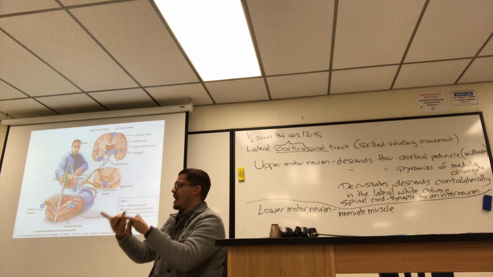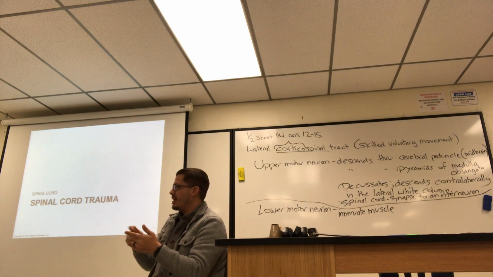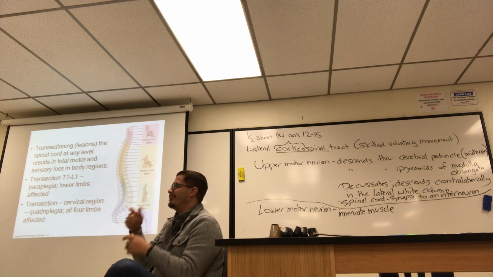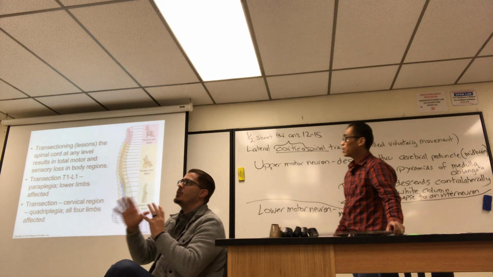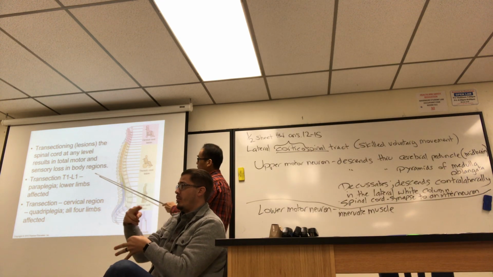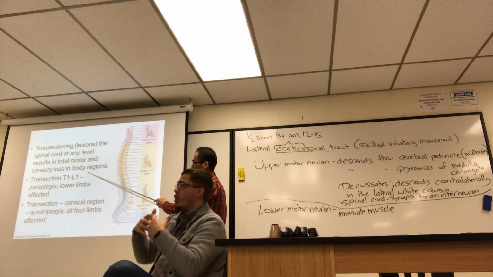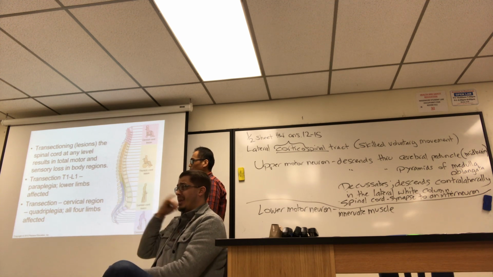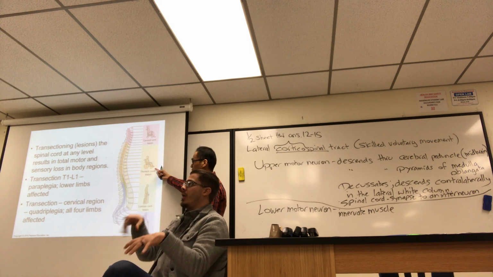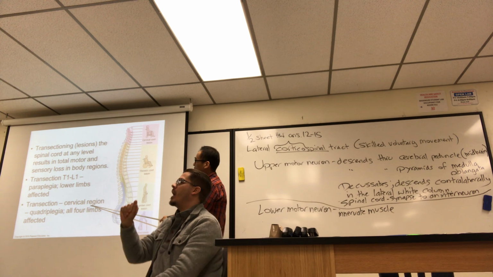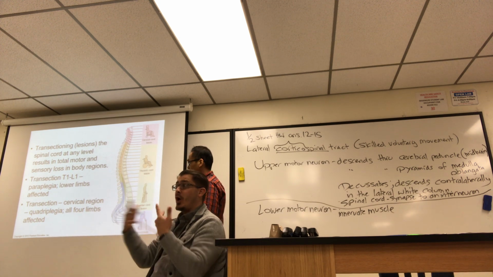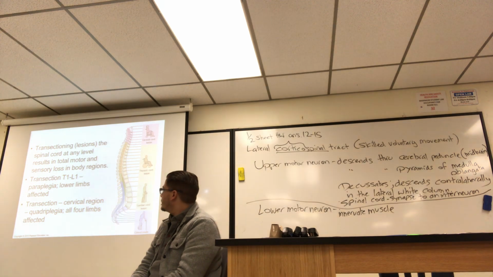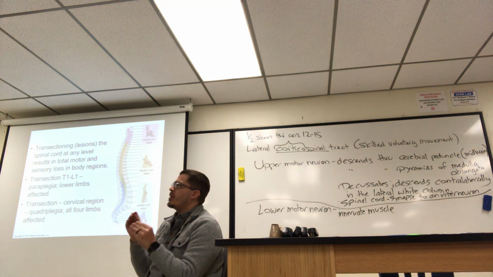One of the last topics I have is spinal cord trauma. These pathways are connected to the brain, but if you transect or have a lesion along the way, in any part of the spinal cord, you lose that communication. So if you transect the spinal cord at any level, it results in total motor and sensory loss in body regions. If you transect T1 to L1, that would cause paraplegia, confined to a wheelchair maybe. However, if you transect in the cervical region, you may lose the function of all 4 limbs. That's called quadriplegic. The further down the injury, the less function is lost.